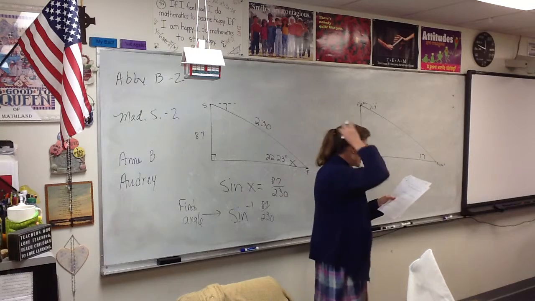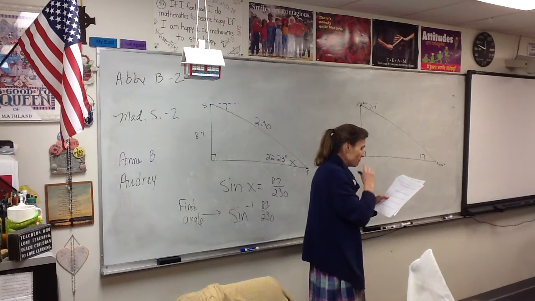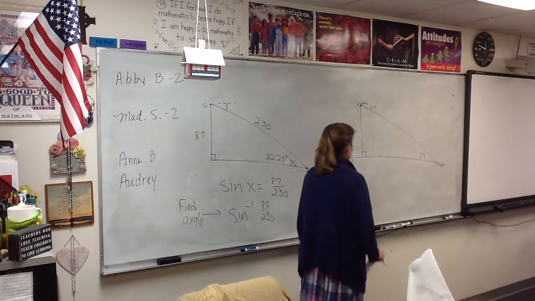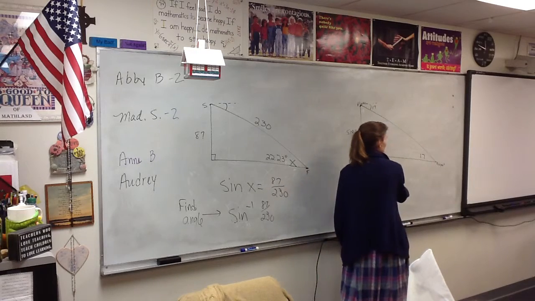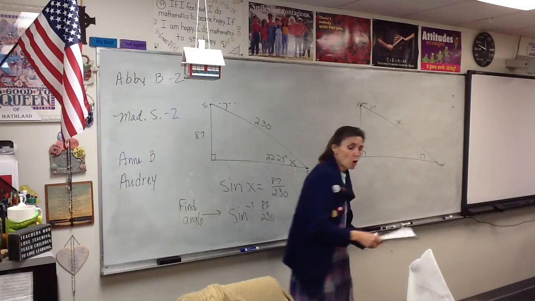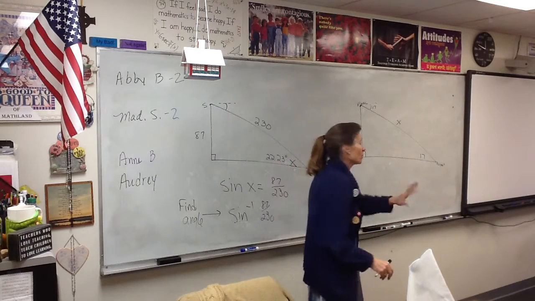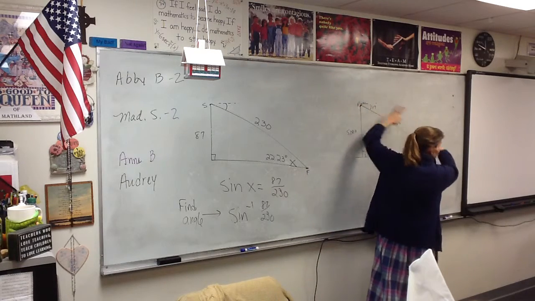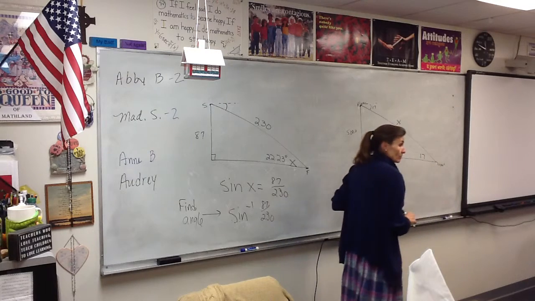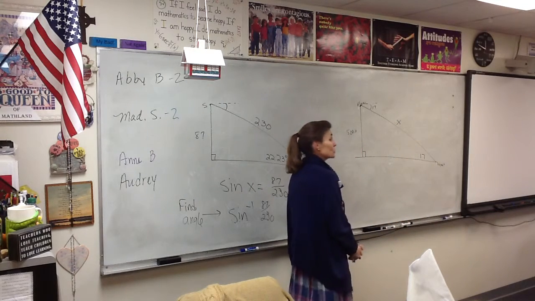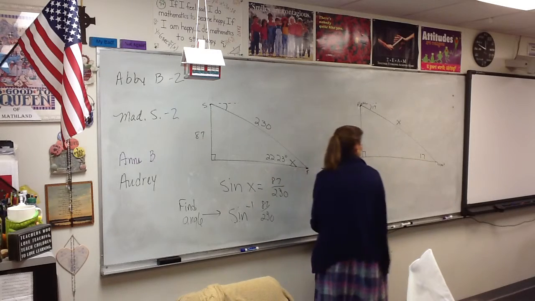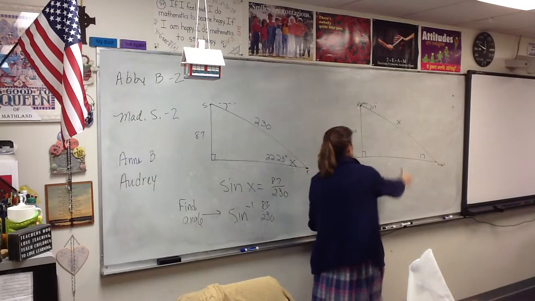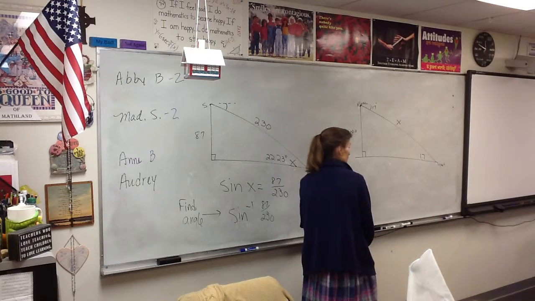How far is the plane from the airport? Where do I put the x? Down here? No, the hypotenuse. Kids, don't make it harder than it is. Where's the airplane? Right here. Where's the airport? Right here. How far apart are they? Right here. So with regard to this angle, which side is this? Opposite. Which side is this? Which function will I use?